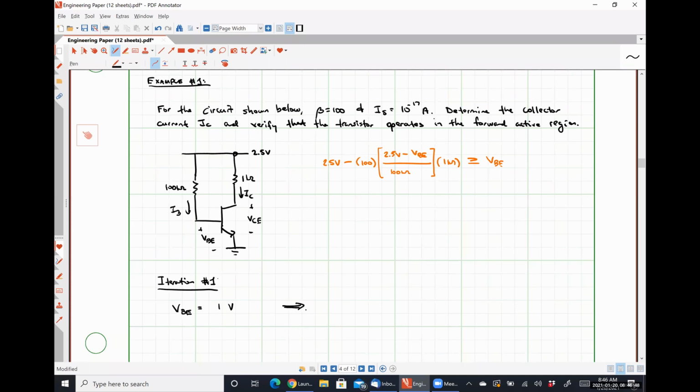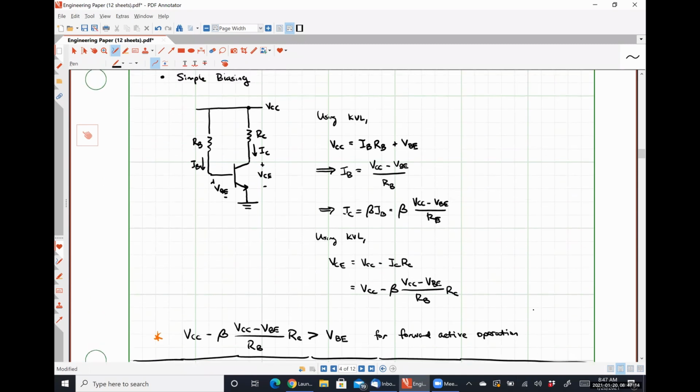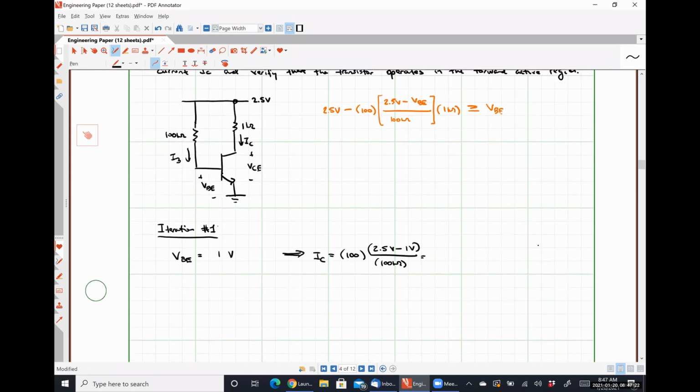So from this, we know that IC should be beta, which is 100, times (2.5 volts minus 1 volt) divided by 100 kilo ohms. What I'm doing specifically here is applying this equation to tell me what IC is, and then we're going to check things out. So let me get my calculator. Here it is.